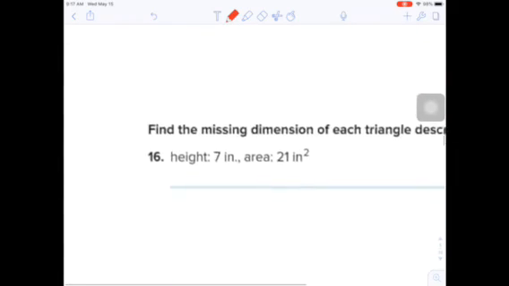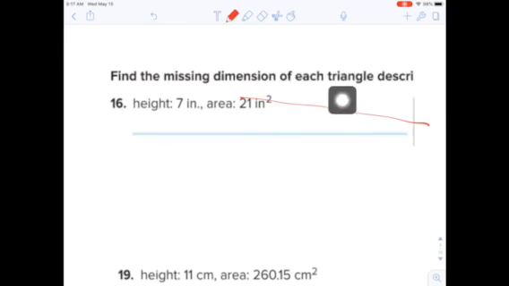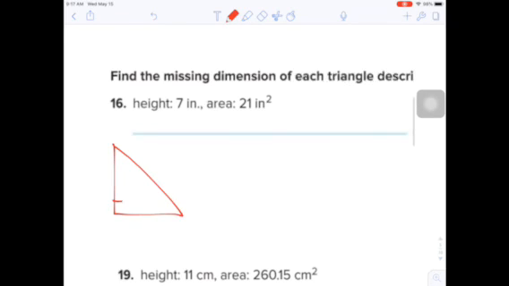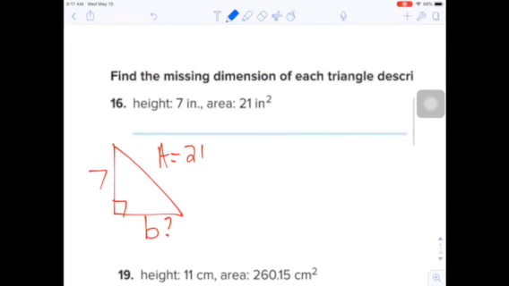Okay, next problem is number 16. So this time you're trying to find the missing dimension of each triangle. So for that triangle, it says it's a height of 7 and area 21. So if you wanted to sketch a triangle, think about it. Here's the height, 7. We don't know the base, so it's kind of like our unknown right now. But we do know this area is 21. So this is one of the more difficult kinds of problems that we've done in this chapter.